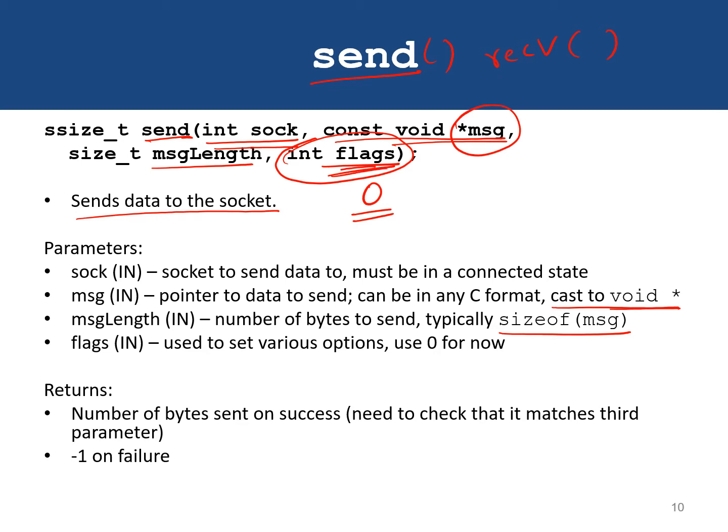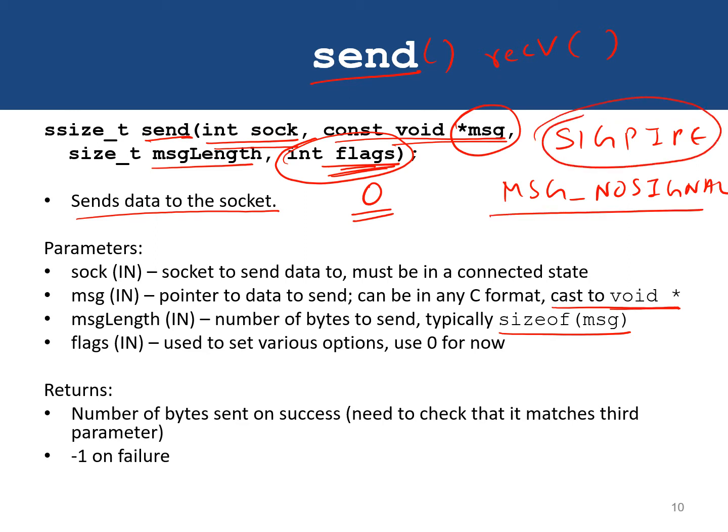So for instance, let's say you want to ignore the SIGPIPE signal. You can set this flag MSG_NOSIGNAL to ignore the SIGPIPE signal in your socket. Now you might wonder, how is this useful? Why should we be ignoring this signal?